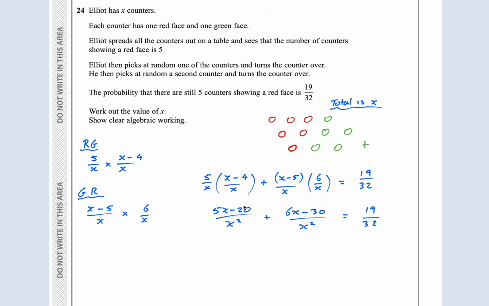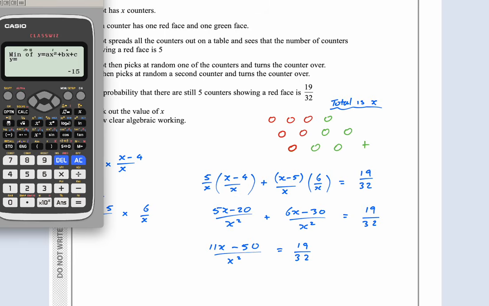Common denominator is nice, so I can just do 5X plus 6X is 11X, so it's 11X minus 50 over X squared, because it's a common denominator, equals 19 over 32. Then I can just multiply across. So 32 times, I'm going to have to do that with a calculator, guys. 32 times 11.